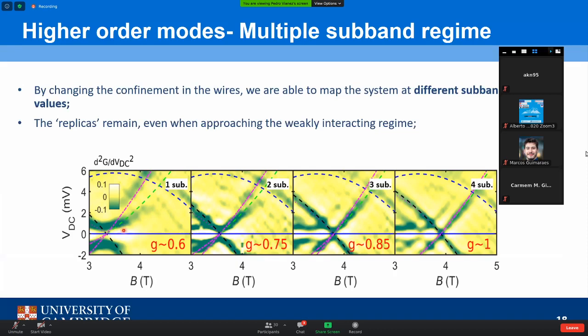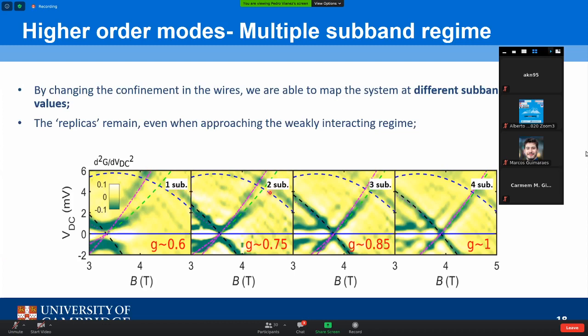So again, this is the same region as shown before, the second level replica, but what we're doing is for multiple subbands. That allows us to change the interaction strength all the way from 0.6 to an essentially non-interacting system. Here, the magenta line is the extension. So you see spin-charge separation is here, and the magenta line is the extension of that towards positive bias, while the green dashed line is the extension of the spinon mode.